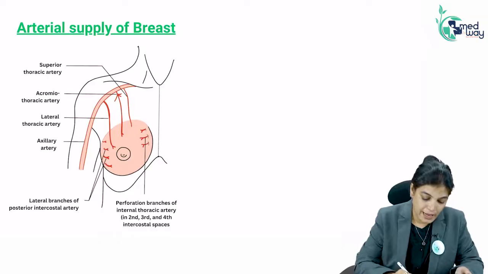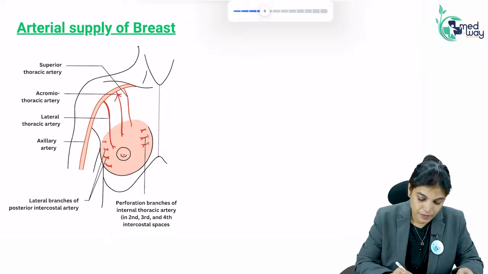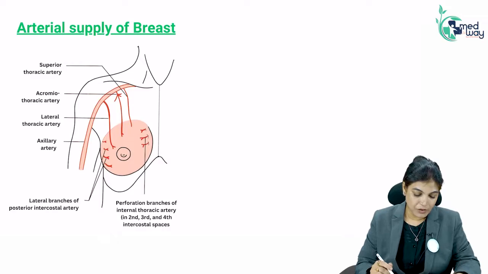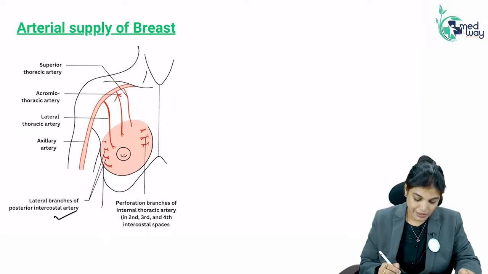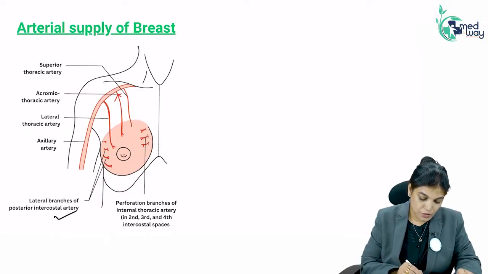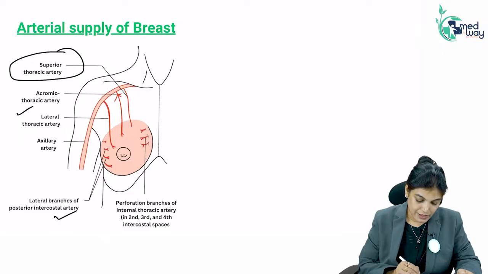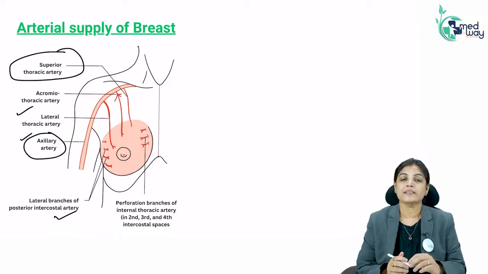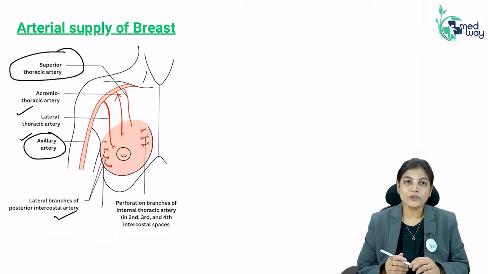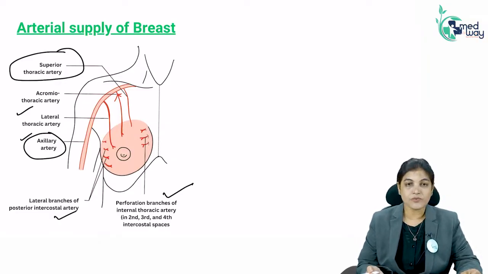Now, let me show you another image where we can see the details of the arterial supply. The arterial supply of the breast is from branches of several sources. We have the lateral branch of the posterior intercostal artery, the superior thoracic artery, the thoracoacromial artery, and the lateral thoracic artery. These three are branches of the axillary artery. Other sources are the perforating branches of the internal thoracic artery, given at the level of the second, third and fourth intercostal spaces, and branches of the posterior intercostal artery.